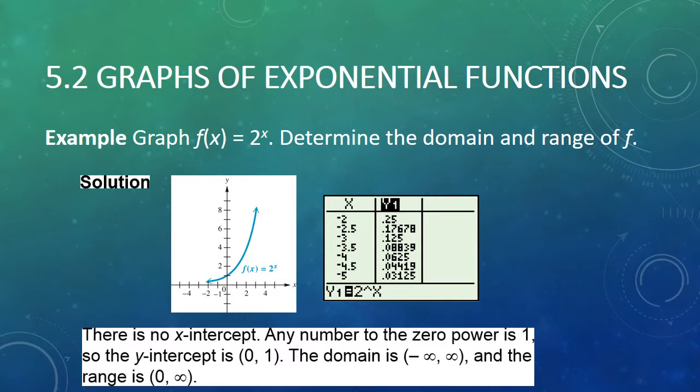The domain is negative infinity to infinity. There's no restriction on what you can put in there as a power. We can use all real numbers. And the range is 0 to infinity, because if you're raising 2 to a power, there's no way that's going to become a negative number. In fact, you can't raise 2 to a power and get 0. So that's why the range is going to be 0 to infinity, but notice we have the parenthesis around 0. It's not including 0.